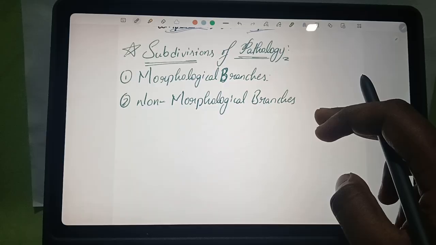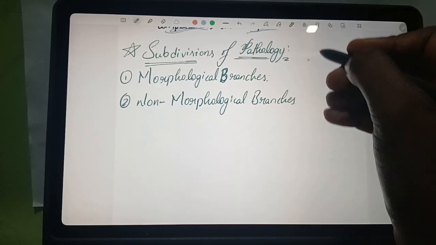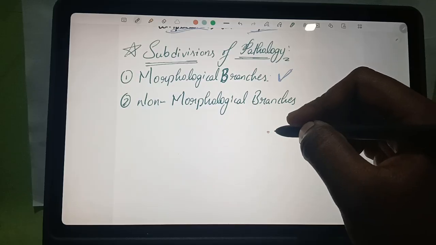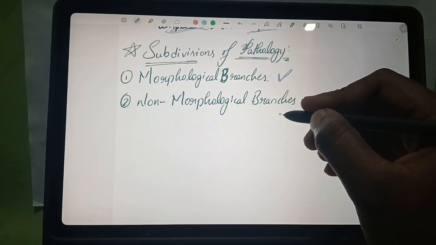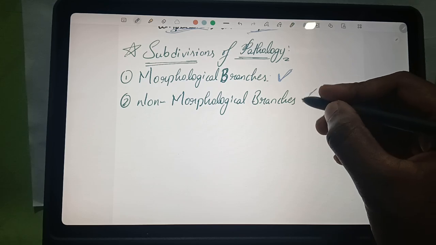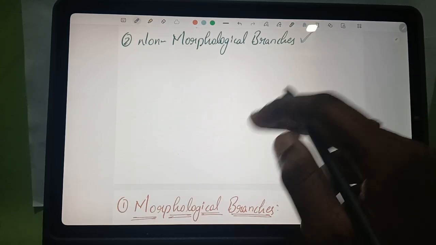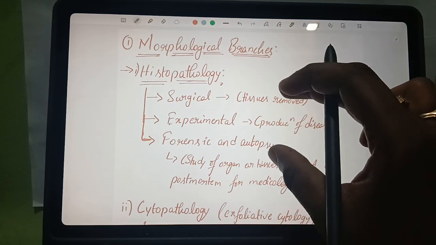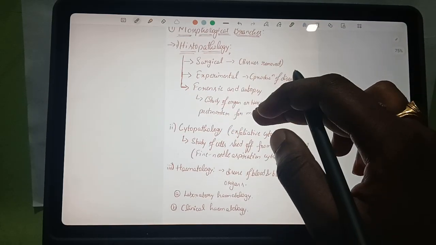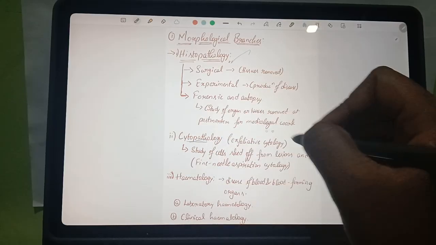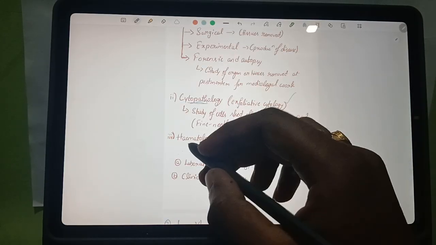Then next we go to the subdivisions of pathology. There are two types of branches in pathology. First, morphological branches, and second one, non-morphological branches. First we go to the morphological branches. In morphological branches, there are three branches: histopathology, cytopathology, and hematology.